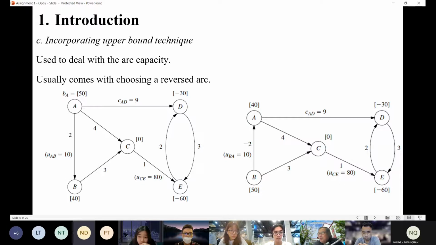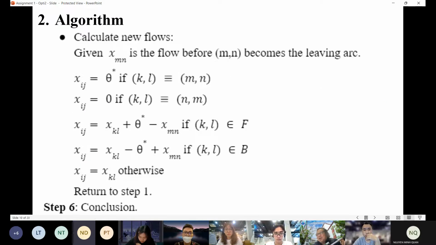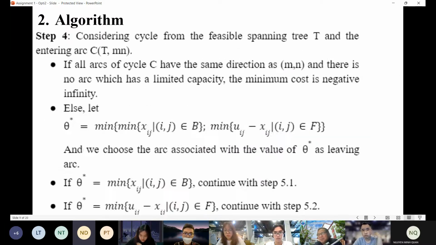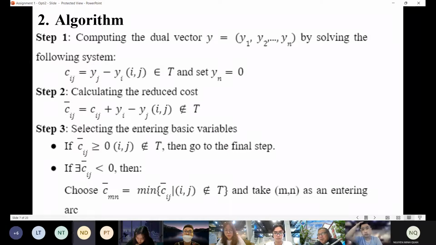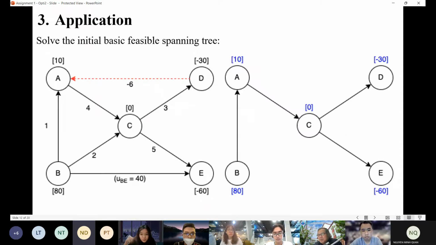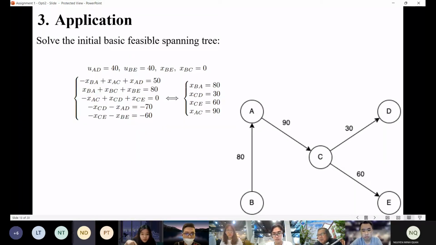You have two figures. Which figure? On the right hand side. The second is the feasible tree. No, sorry, not this one. That's the whole network. Tree is what? Tree is a network which has no cycle. Yes, like this is the feasible tree.